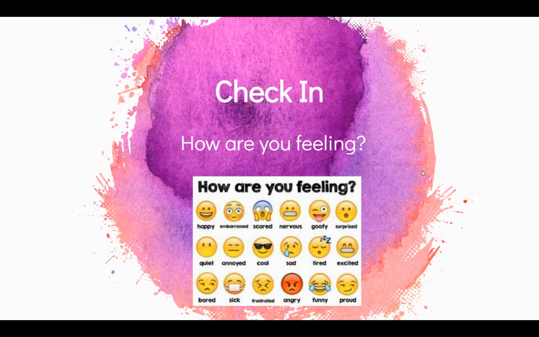Okay, so using the same feeling chart, identify how you might be feeling right now. You might be happy or embarrassed or scared or nervous or feeling goofy or surprised. You might be kind of quiet or annoyed. You might feel pretty cool. You might be sad or you might be tired. You might be excited. You might be bored. You might be feeling kind of sick or frustrated or angry. You might be feeling funny, or you might be proud. So identify how you're feeling right now.